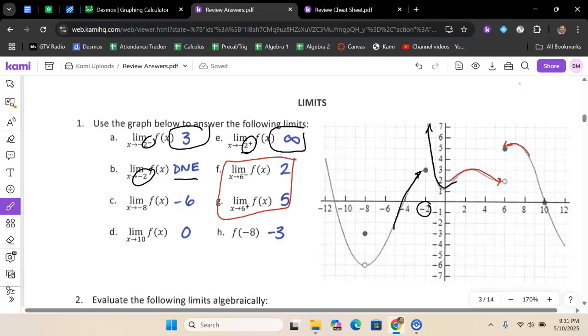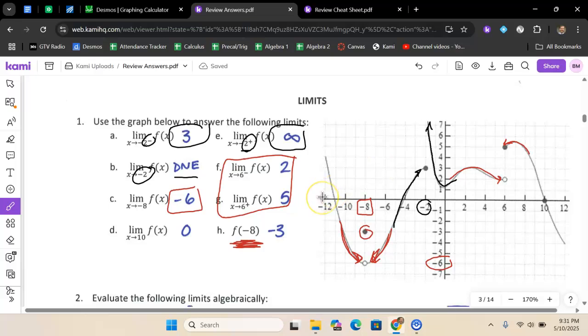For example, as x approaches -8, from both the left and the right, the limits would be -6. So the limit as x approaches -8 is -6, even though the actual y value at -8 is -3. So this doesn't have to be the same. It's just that as I'm approaching, I need to be going towards the same place. Okay, so that's how you handle limits from a graph.